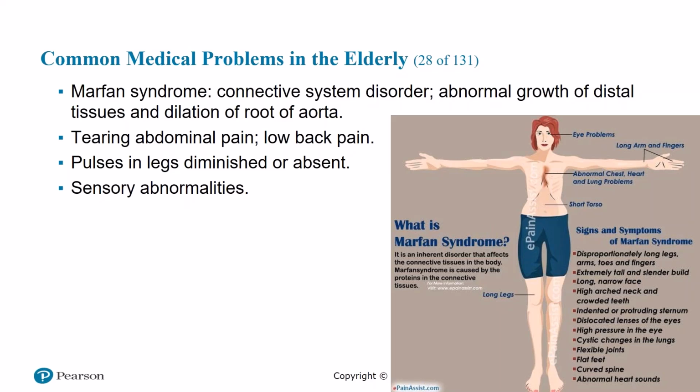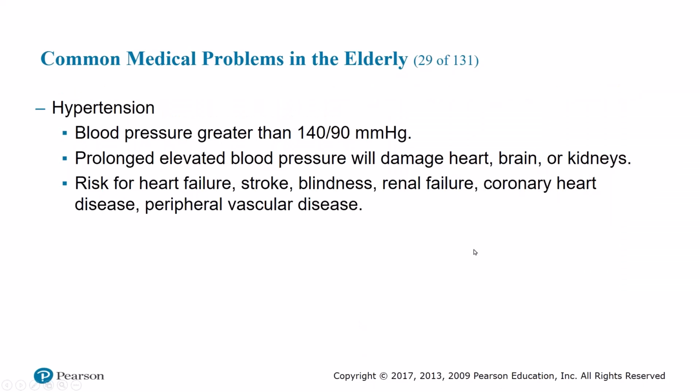Usually the pulses in the legs are diminished or absent secondary to issues like that, but that can be from a leaking abdominal aortic aneurysm, as well. These individuals with Marfan also have skeletal abnormalities. They tend to be very, very long as far as their extremities, with long faces. If you've seen somebody with Marfan, you've seen them. You know what they look like.